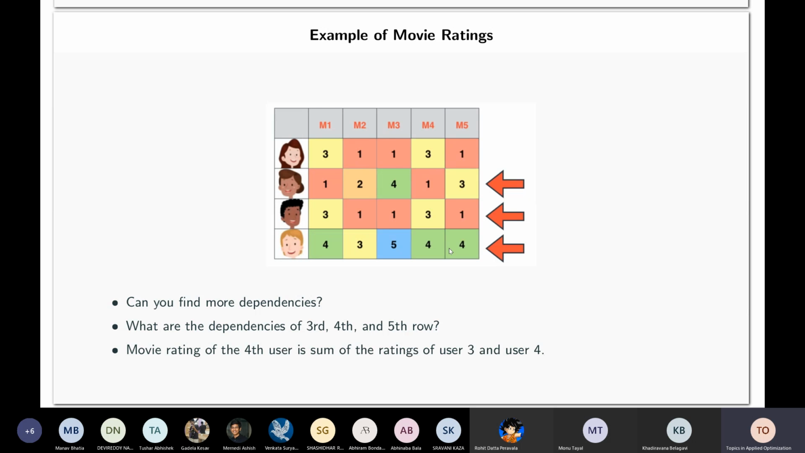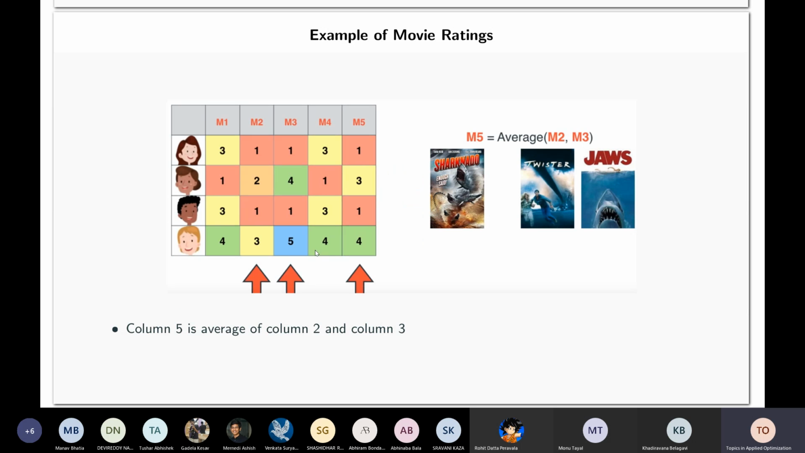Similarly, we can ask in terms of columns. So column 5 is an average of column 2 and 3. 5 plus 3 by 2 is 4, 2 divided by 2 is 1, and 6 divided by 2 is 3, and 1 plus 1 is 1. So this is also giving us some average. What could be the meaning of this? The meaning could be that movie M5 is an average of movie M2 and M3. What average we don't know. Maybe it's the average of some features, the average of the action, the average of the comedy part, and so on. This is what we are intuitively trying to see here.